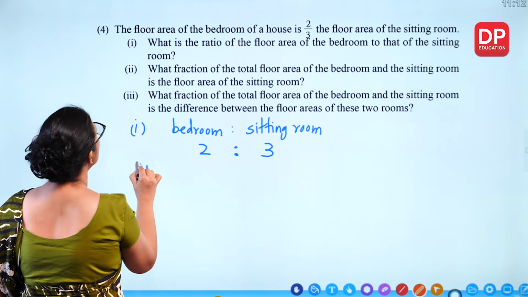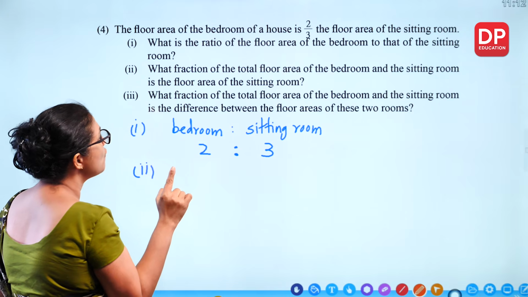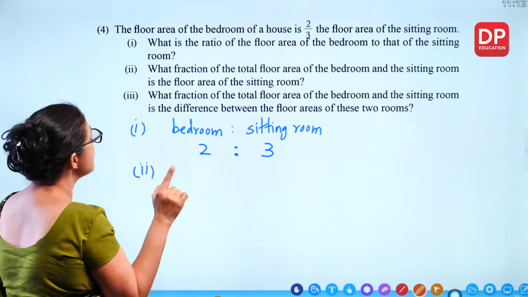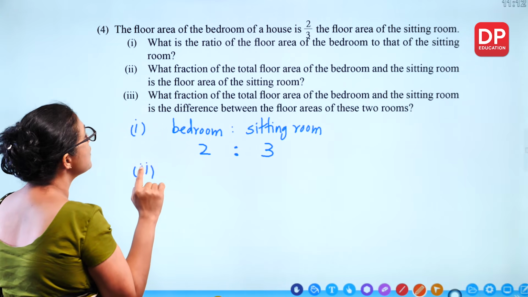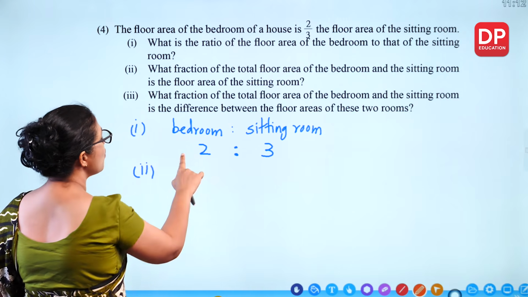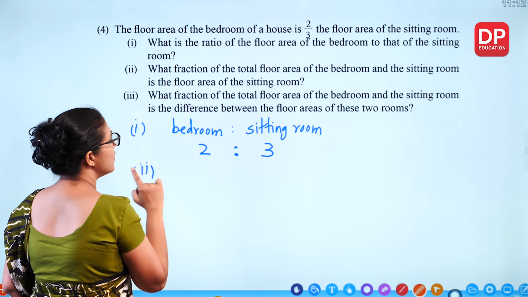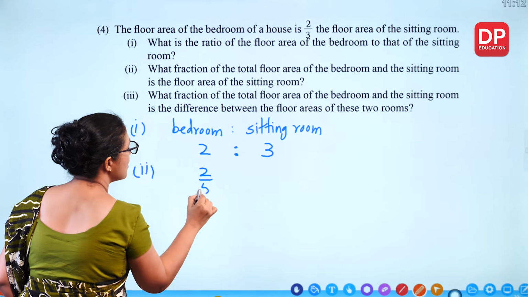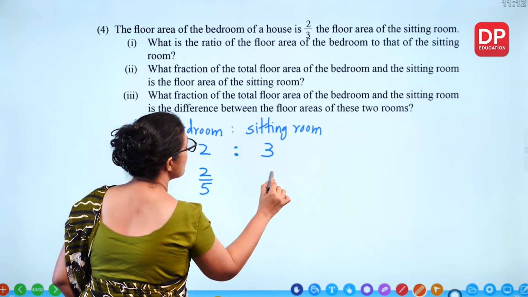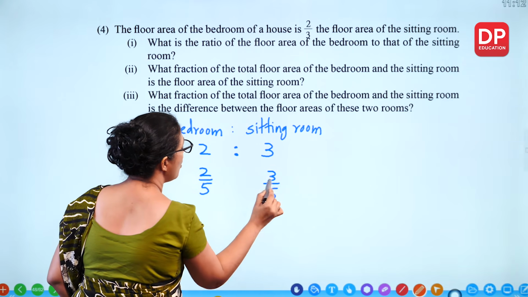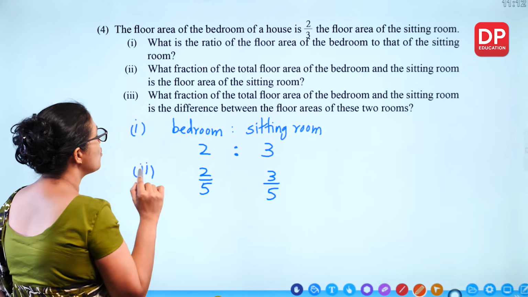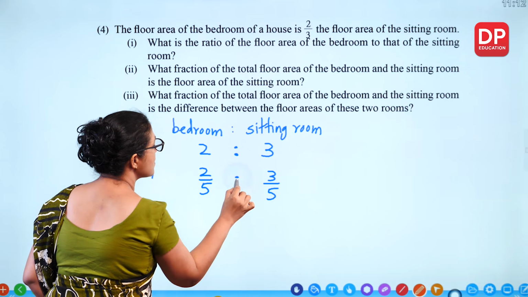Second part, what fraction of the total floor area of the bedroom and sitting room is the floor area of the sitting room? So what's the total parts? 5. So 2/5 for bedroom, 3/5 for sitting room. So those are the two fractions.